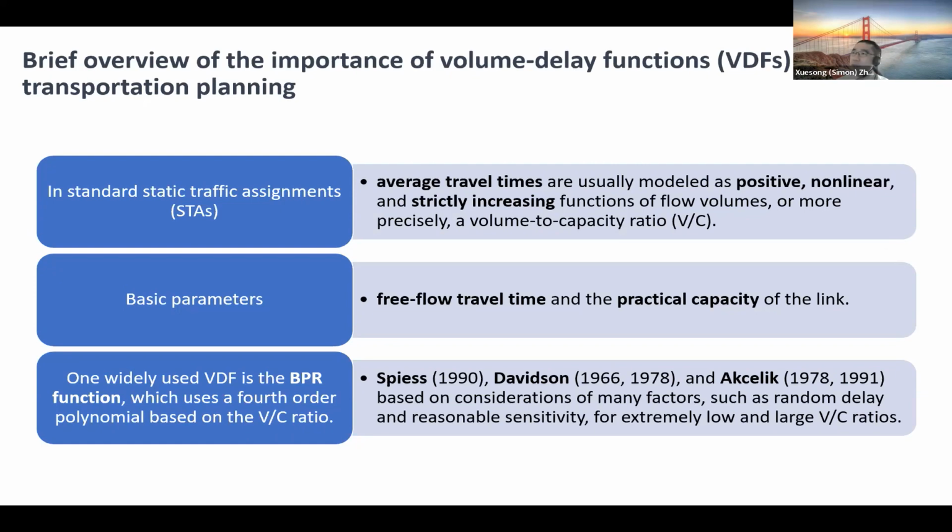So as you know, static traffic assignment is one of the very fundamental modeling components in our transport modeling area. And then the volume delay function, typically, will use the average travel time as a function of, allow me to read this a little more precisely, a positive, nonlinear, strictly increasing function of volume. And we also define the volume to capacity ratio to drive all these travel time calculations. We have 2 parameters: free flow travel time based on free flow speed, and the practical capacity.